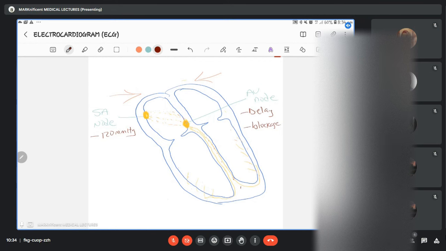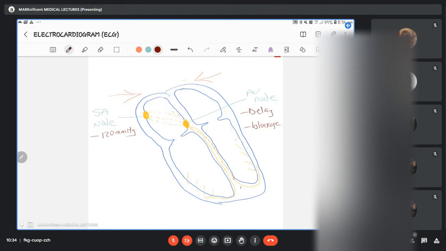So after the contraction, then it will release it through the bundle of His, through the ventricles, and then the ventricles will contract. So the AV node will cause a delay and cause that blockage. Now the blockage could be almost permanent. I don't mean permanent, it could be more than the expected duration of time. So that means there's a delay of passage of that impulse to the ventricles.